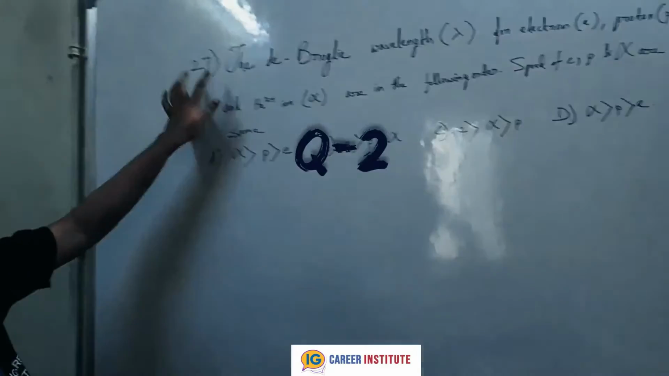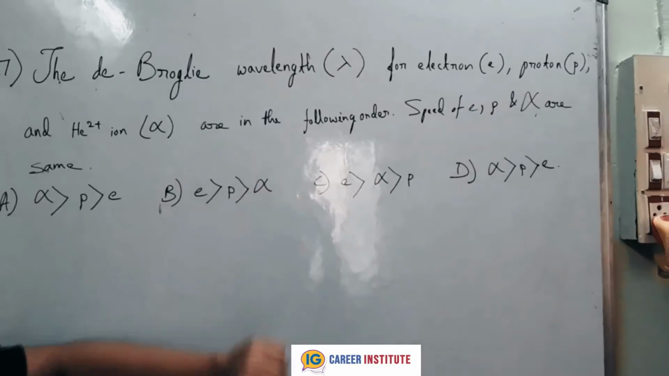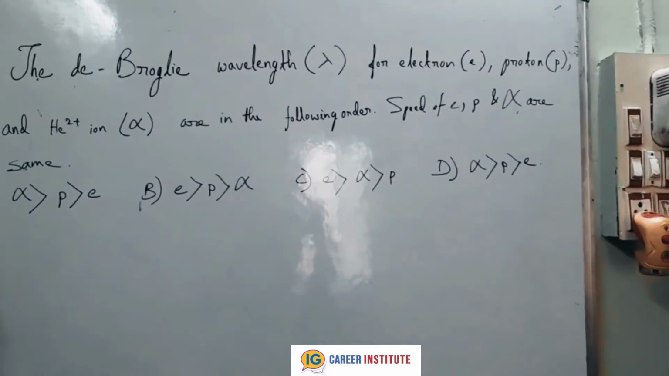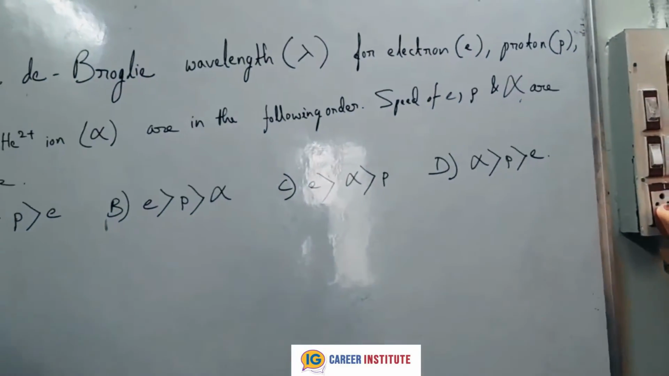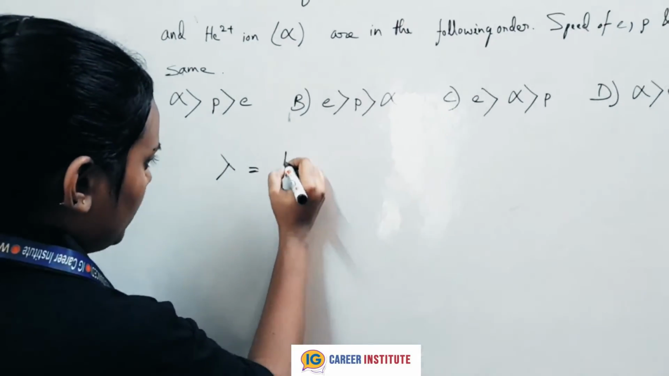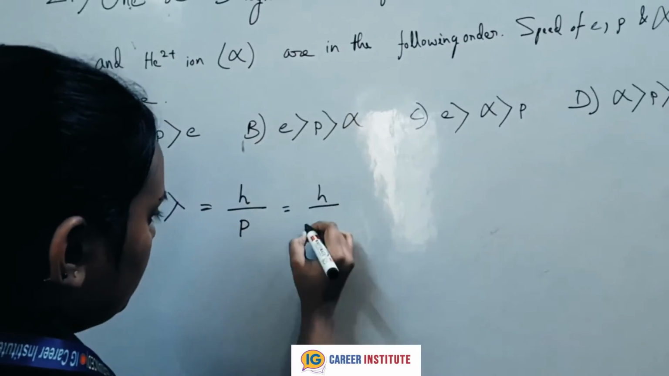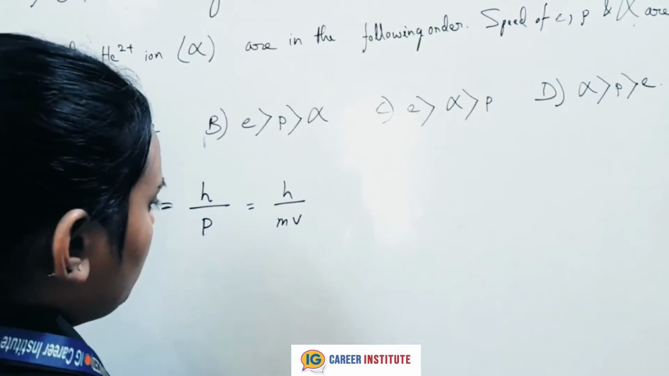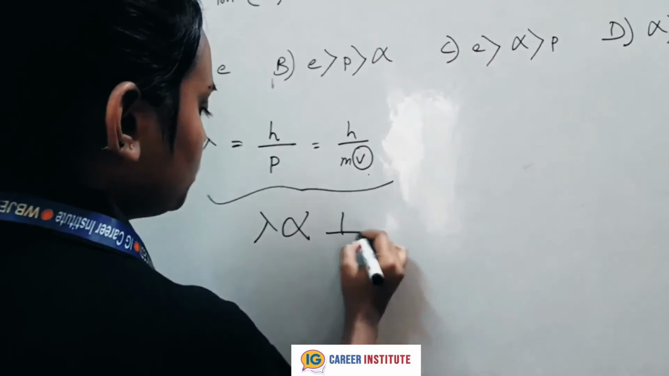The next question, 27: the de Broglie wavelength lambda for electron, proton and Ag2 plus ion are in the following order. The speed of electron, proton and alpha are the same. So we have been provided with the condition that the speed is the same. What is the de Broglie equation? Lambda, the wavelength, equals h by p, where h is Planck's constant and p is the momentum. p can be written as mass into velocity. Now velocity and speed are the same thing, so the velocity is the same.